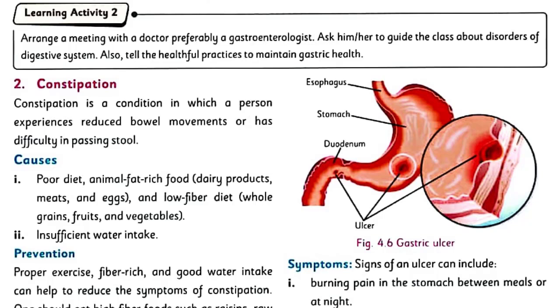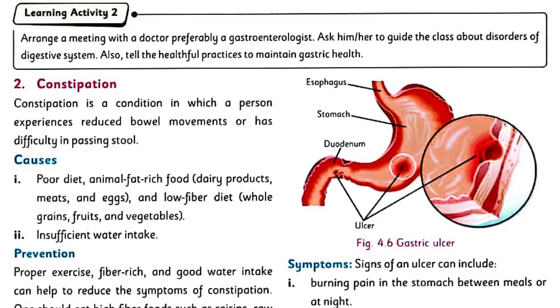Learning activity 2. Arrange a meeting with a doctor, preferably a gastroenterologist. Ask him or her to guide the class about disorders of the digestive system. Also, ask them to tell the healthful practices to maintain gastric health.